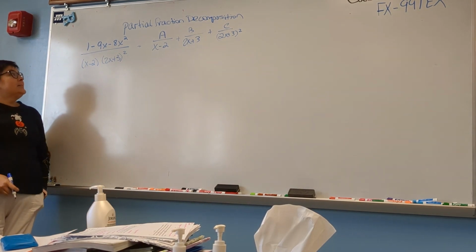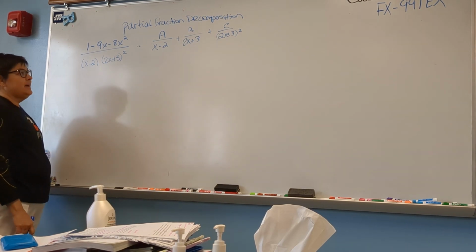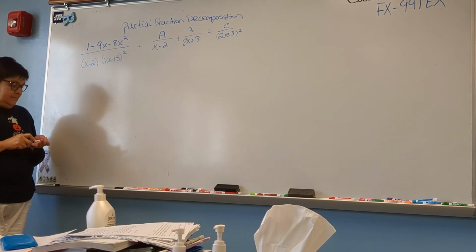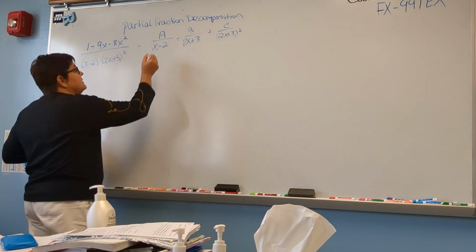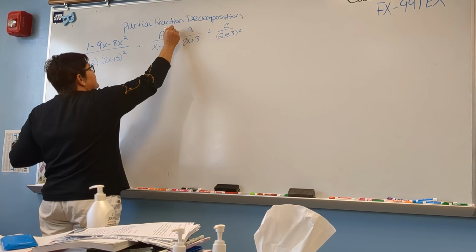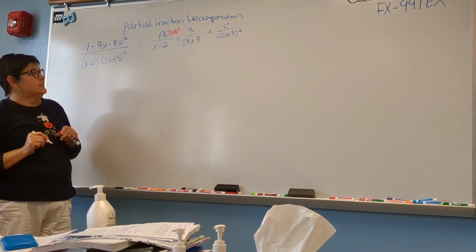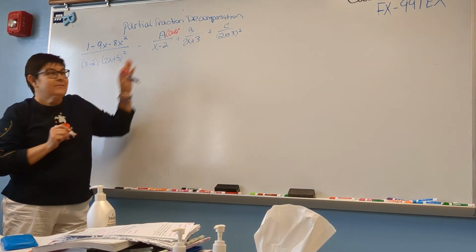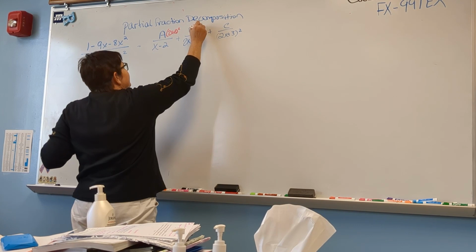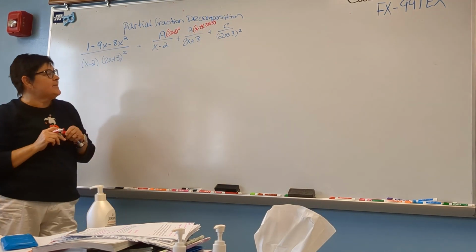Okay. So what's your A going to be multiplied by to make that common denominator happen? 2x plus 3 squared. What's your B going to be multiplied by? 2x plus 3 and x minus 2. Yeah, this guy and one of these, right? So this guy and one of these. And then C, what is that going to be multiplied by?